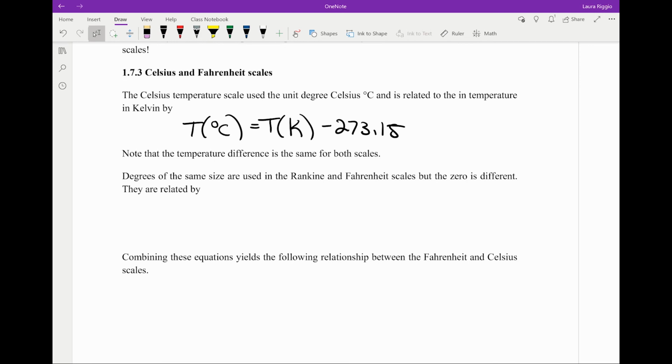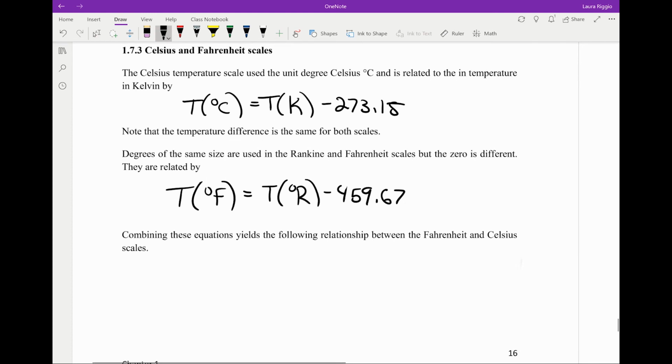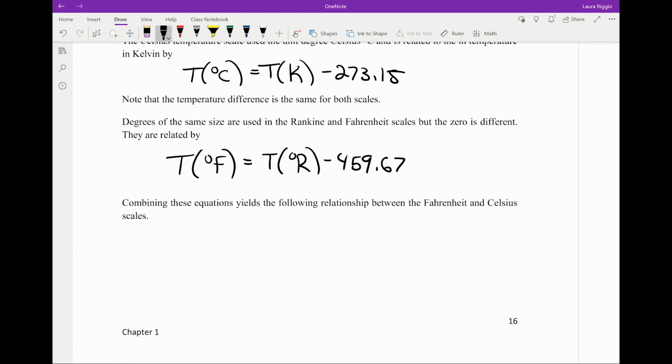Much like Celsius and Kelvin, we have Fahrenheit and Rankine. The temperature in degrees Fahrenheit is equal to the temperature in degrees Rankine minus 459.67, or just 460. If I wanted to relate my temperature in degrees Fahrenheit to my temperature in degrees Celsius, it's 1.8 times my temperature in degrees Celsius plus 32.